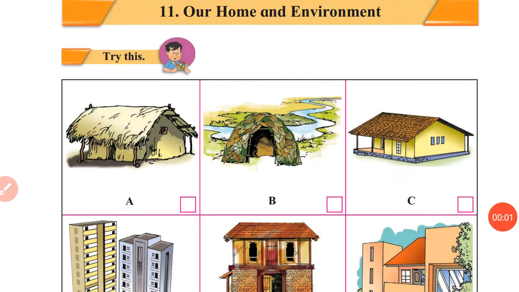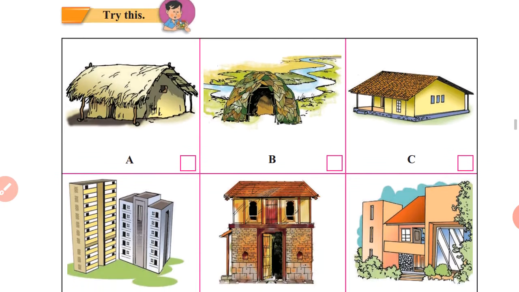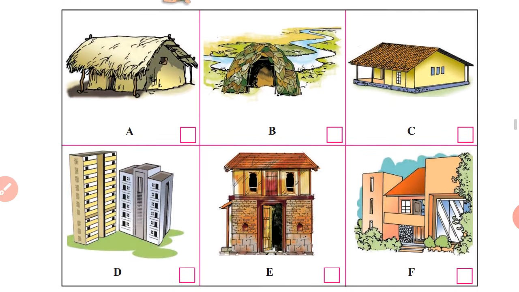Hello students, today we are going to start with the textbook of 5th standard Environmental Study Part 1. The first chapter that we are going to learn is Our Home and Environment. Now in this chapter they have shown the different types of houses. Okay?